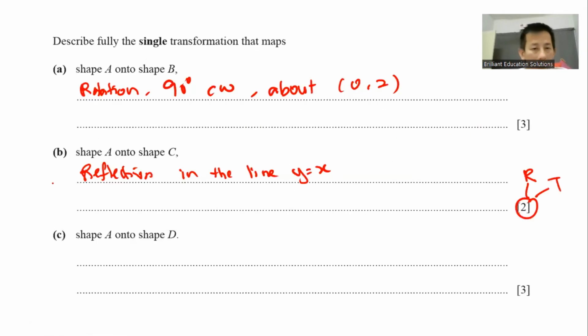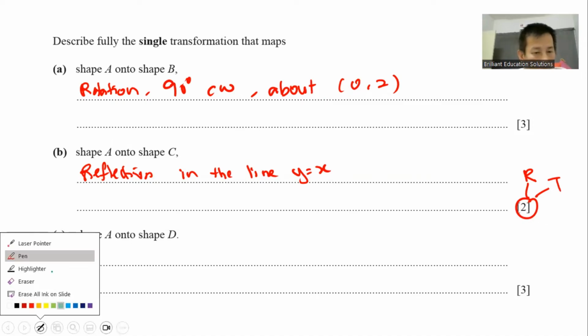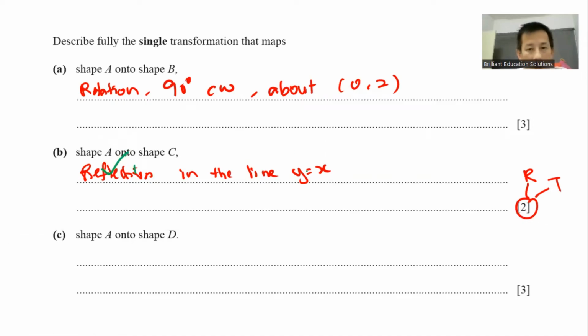And how do you get the 2 marks? One for the reflection and one for the line of reflection. For rotation, this will give you 1, this will give you 1, this will give you 1. So you get the 3 marks.